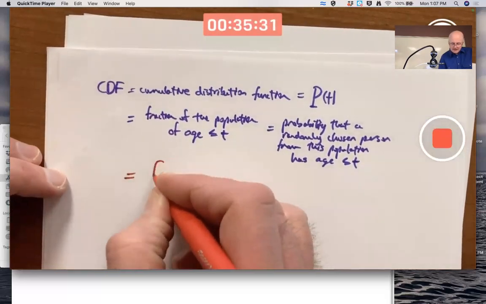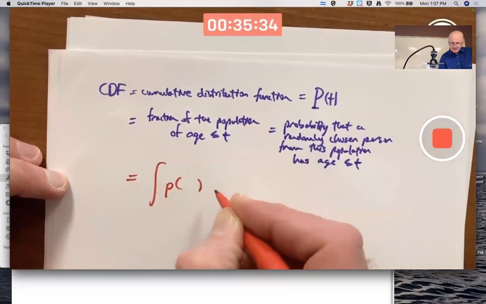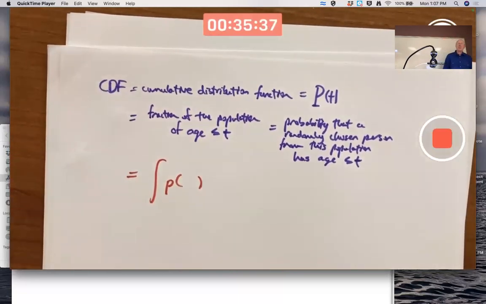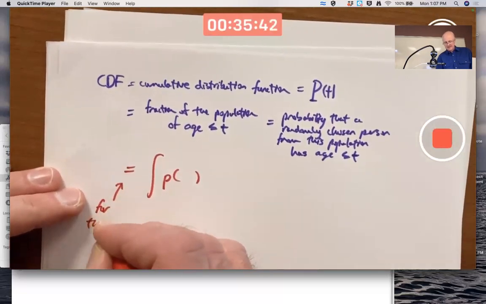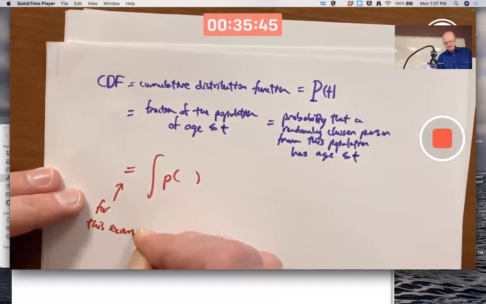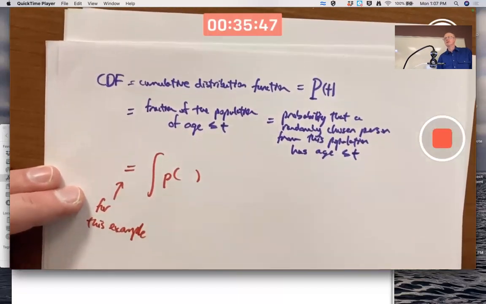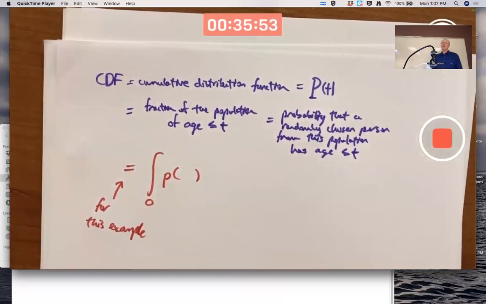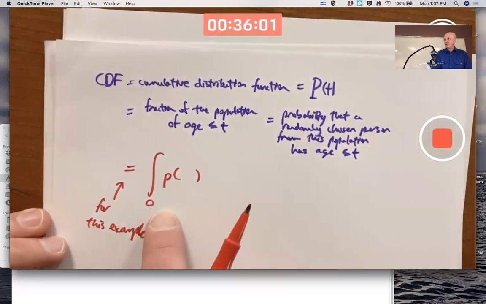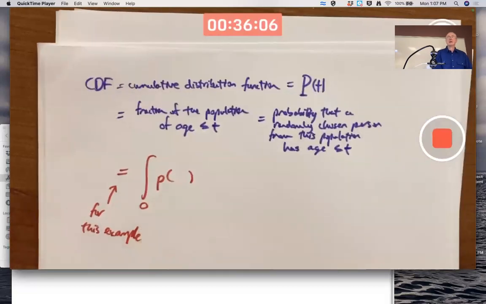This is an integral of the PDF, little p. Leave some space. Once again, we're talking for this example. For this example, what is the lower limit of the integral? It's 0 because ages can't be less than 0. Ages can't be negative. If we were in a situation where we have a quantity that could be negative, then we want some negative number there, or perhaps even minus infinity. And in the general case, you do want to put a minus infinity there, and the book describes that.